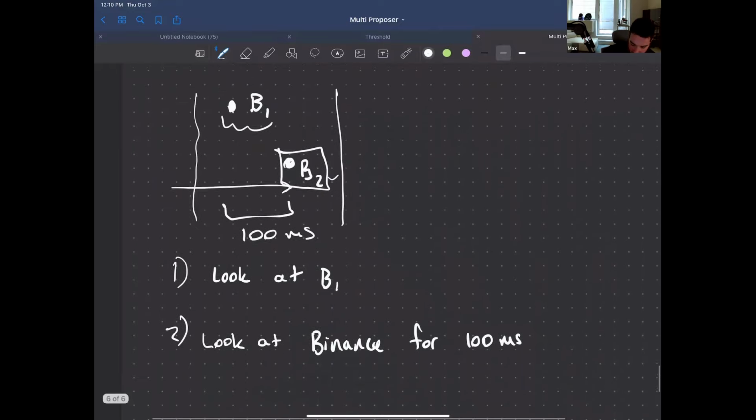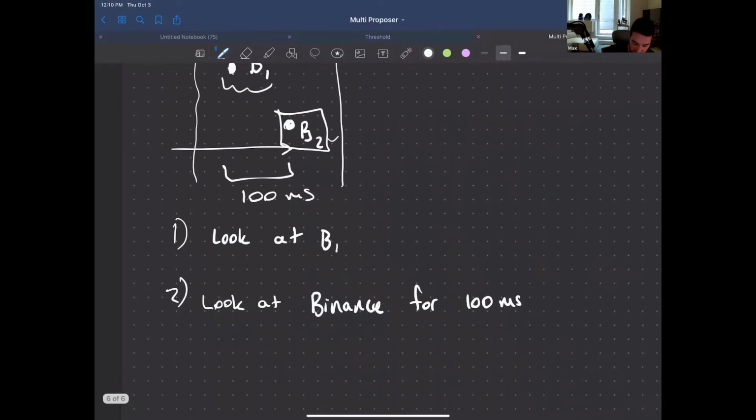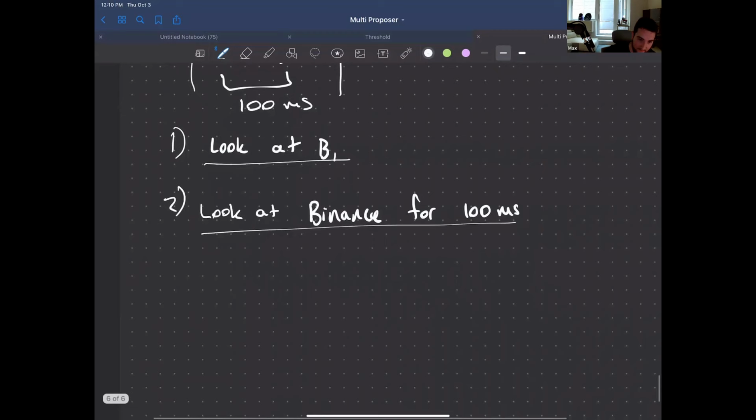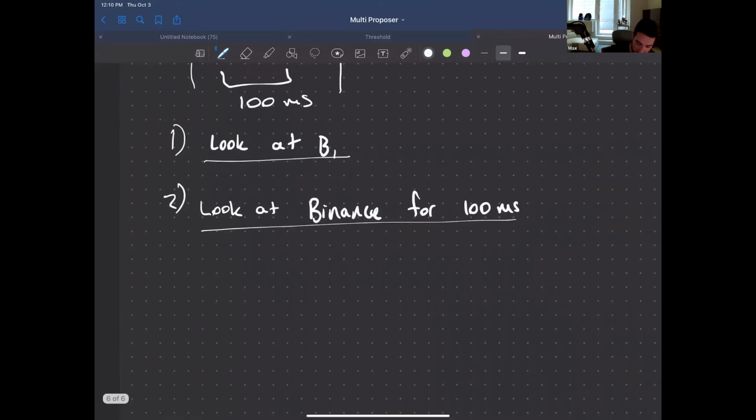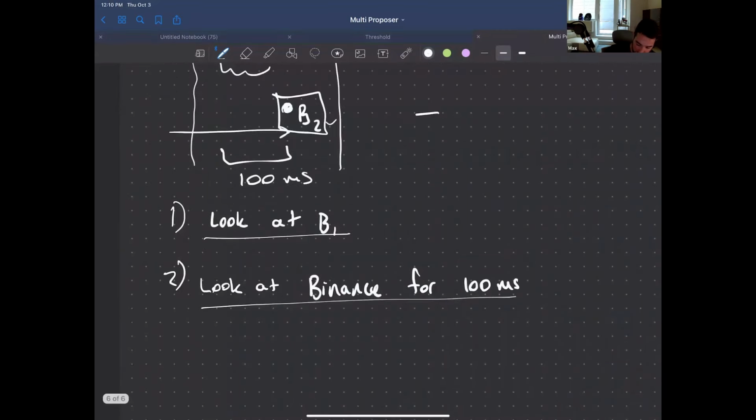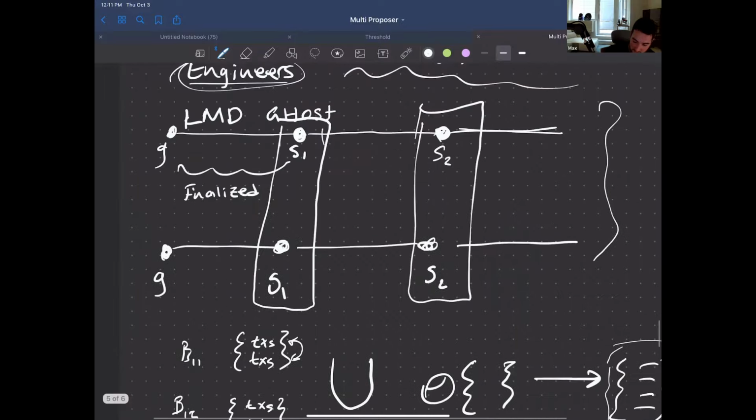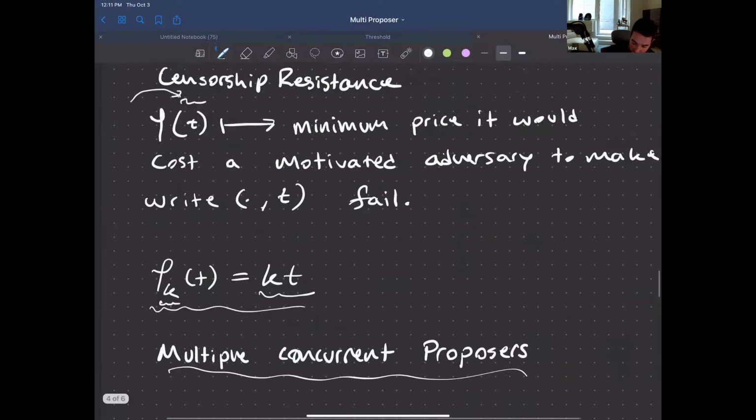Let me give a little bit of intuition for why it doesn't completely unravel in the second case, where you can't look at the other guy's block, but you can look at Binance for an extra 100 milliseconds. If it did completely unravel, then the only bids would be submitted to B2. That's kind of the definition of completely unraveling. And if the only bids were submitted to block two, then it's as if we are back to a single proposer case.